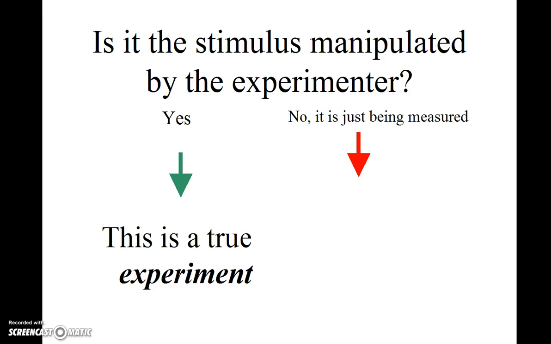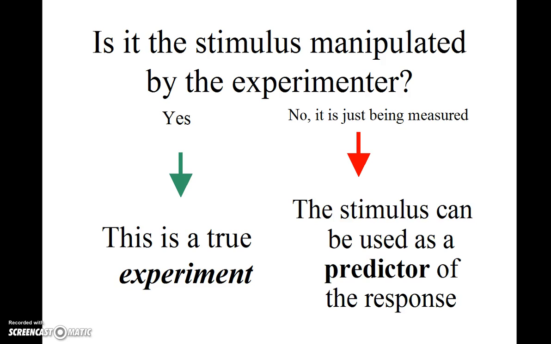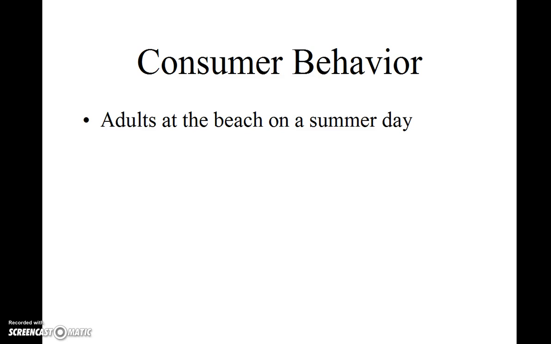And is that stimulus being manipulated by the experimenter, for example, by having two separate groups, one being subjected to one level of the stimulus and the other group being subjected to a different level or without the stimulus? If so, then this is a true experiment, a randomized controlled trial. Now, if the stimulus is not being manipulated by the experimenter, if it's just being measured, then the stimulus can still be used as a predictor of the future response. But then we cannot call the research an experiment.